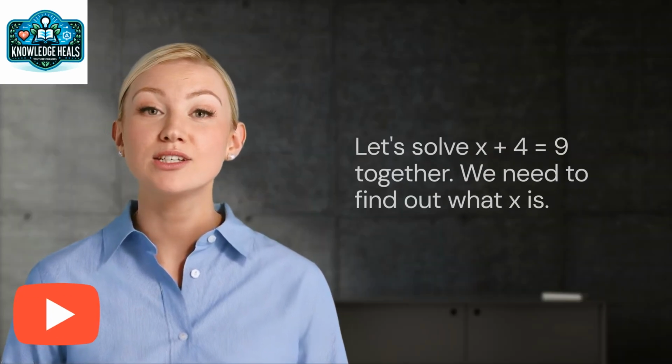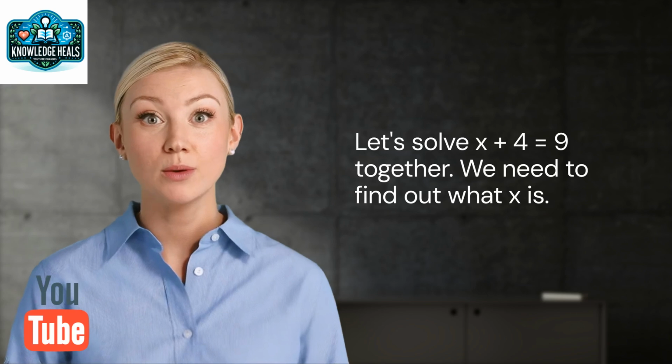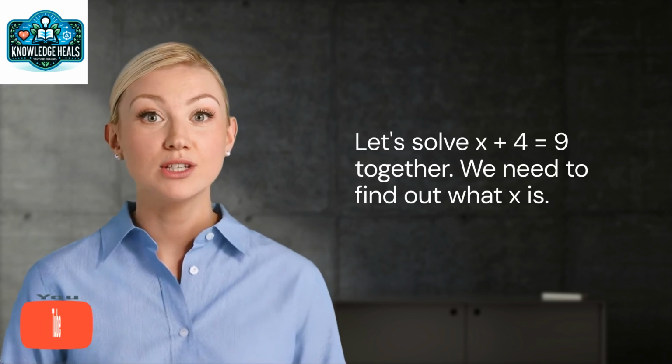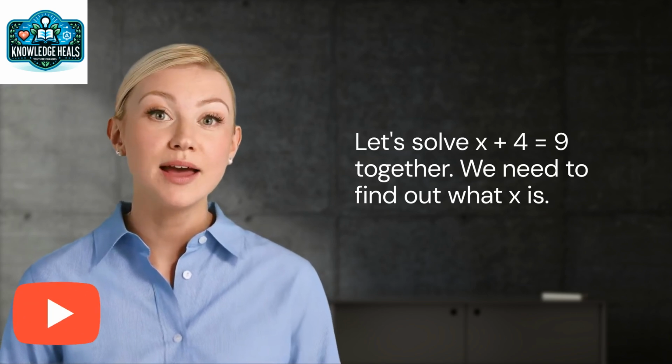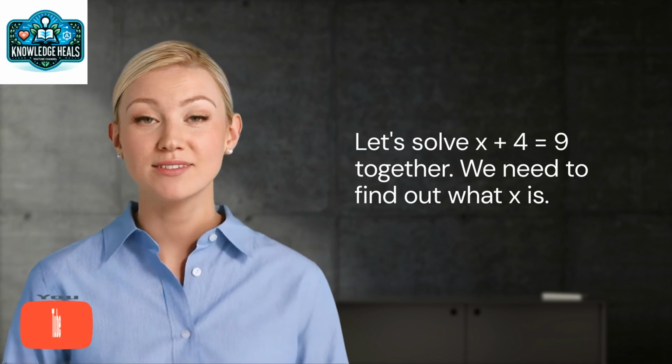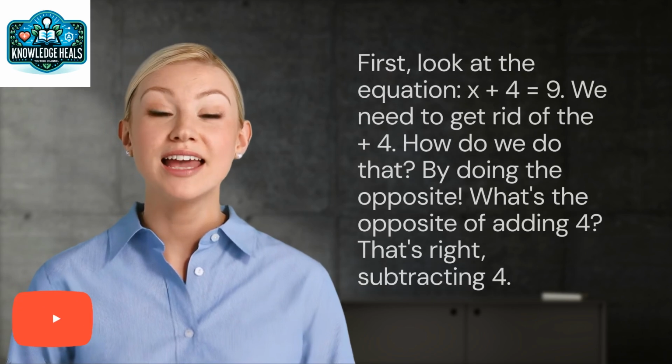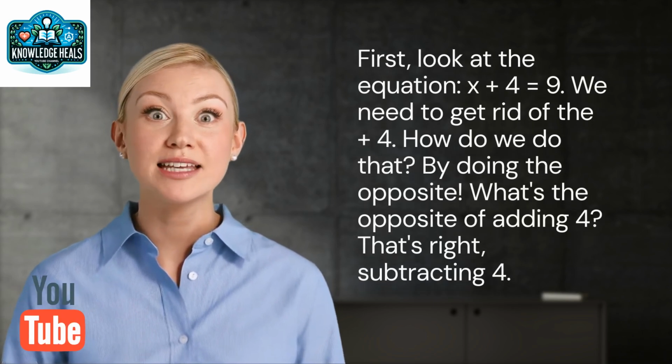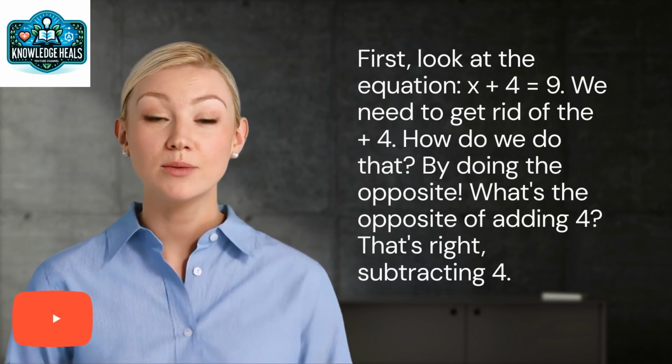Let's solve x plus 4 equals 9 together. We want to find out what x is. To do that, we need to get x all by itself on one side of the equation. First, look at the equation. X plus 4 equals 9. We need to get rid of the plus 4. How do we do that?